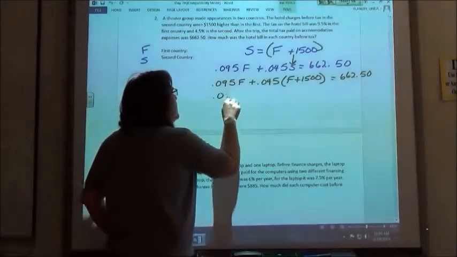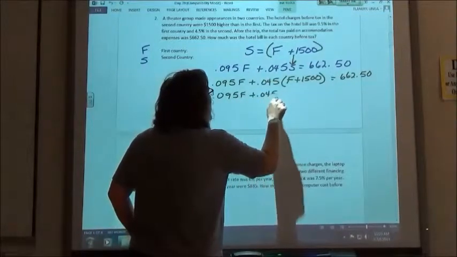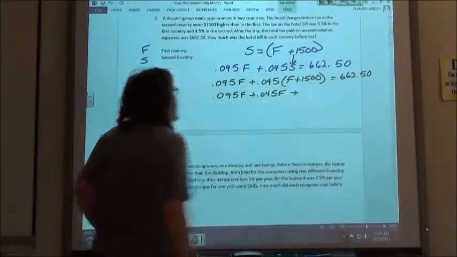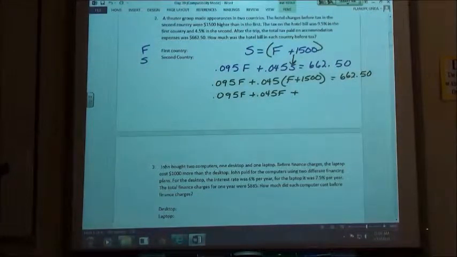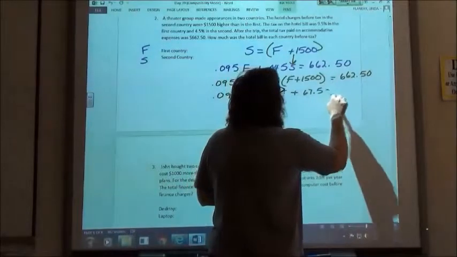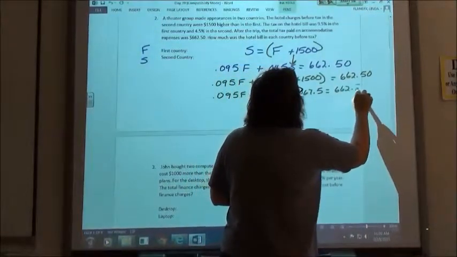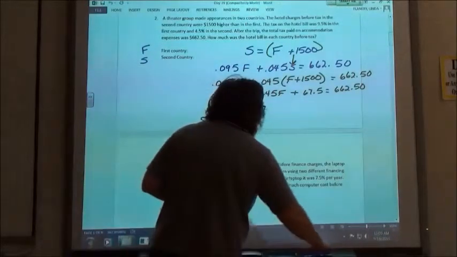So 0.095F plus 0.045F plus 4.5% of 1,500. So 0.045 times 1,500, 67.5 equals $662.50. Again, I'm going to go ahead and combine a little bit.